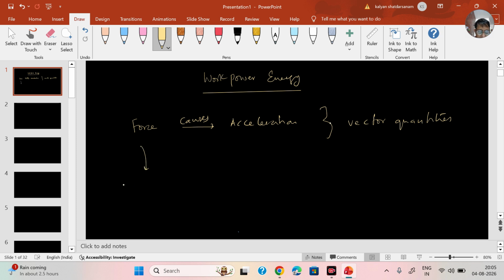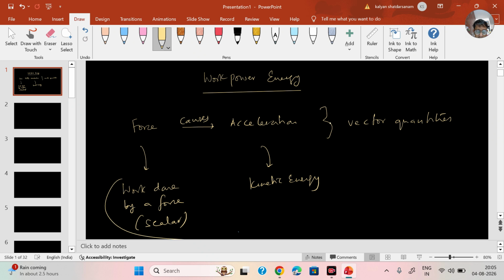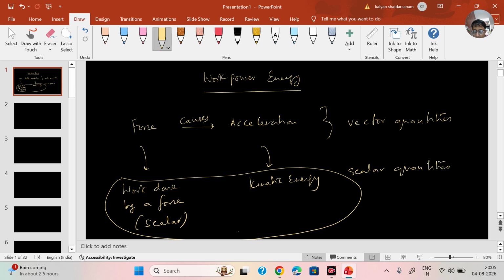From force, we define what is called work done by a force, which is of course a scalar quantity. And corresponding to acceleration, we define kinetic energy and so on. So these are scalar quantities. And dealing with scalar quantities is easy. Dealing with these is easy because you can directly add them and so on.